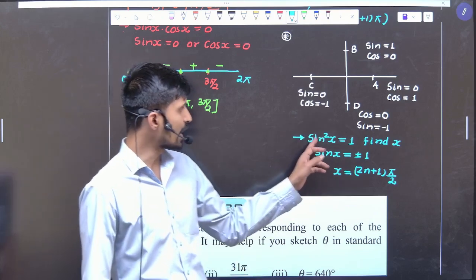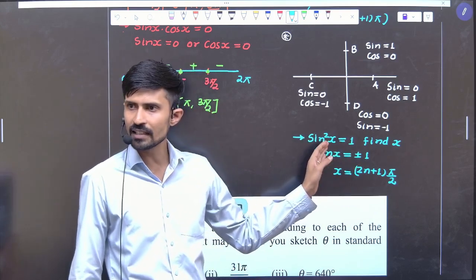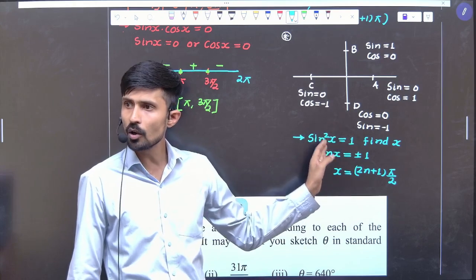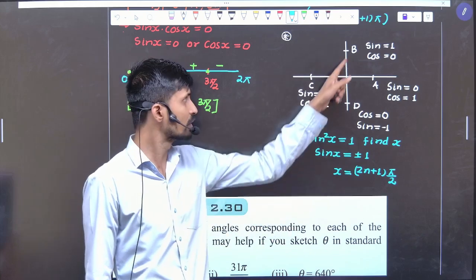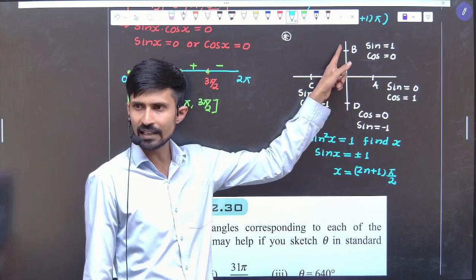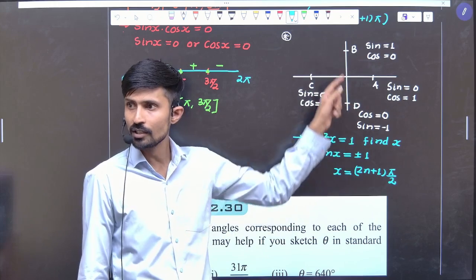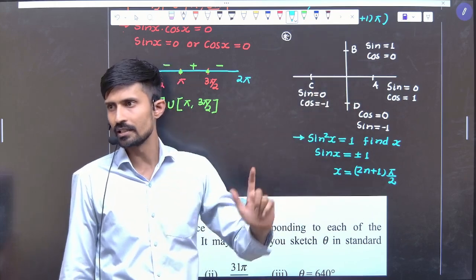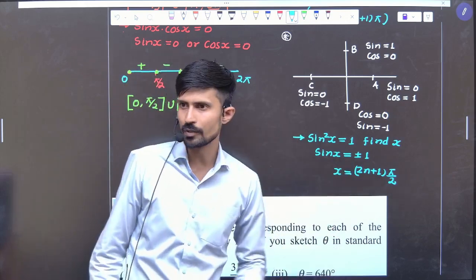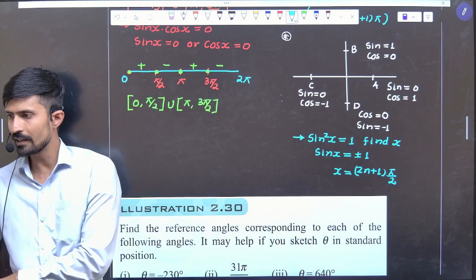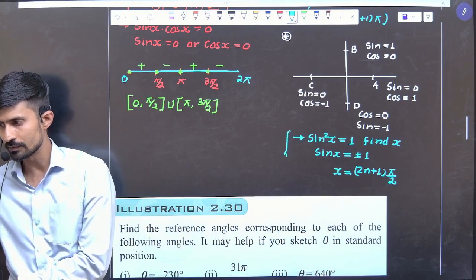It means if sine square x is 1, what does it mean? Either sine x is plus 1 or sine x is minus 1. When sine x is plus 1, B point. Sine x is minus 1, D point. So between B and D, there it is. So that's why whenever B or D, we write 2n plus 1 pi by 2. Yes or no?